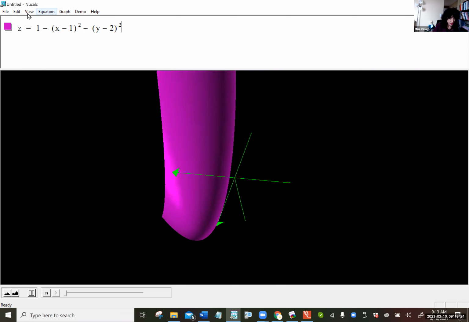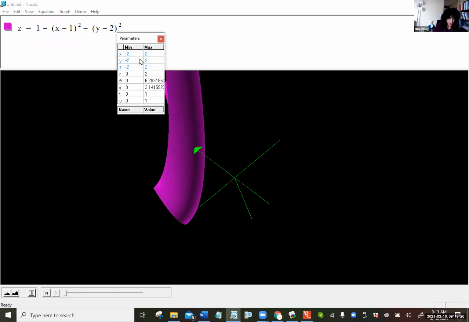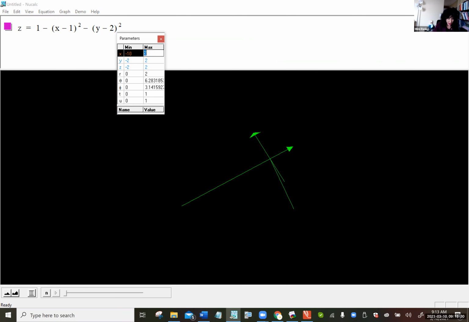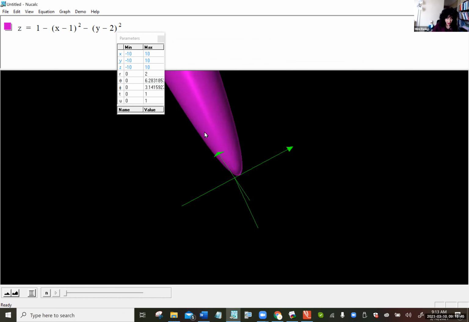Okay, I need to go into my view, my parameters. Let's do negative 10 to 10 for x and y, maxes and mins for the ranges, so we can see this. And I hope you can see that it is looking like a paraboloid. Yeah, that looks better.